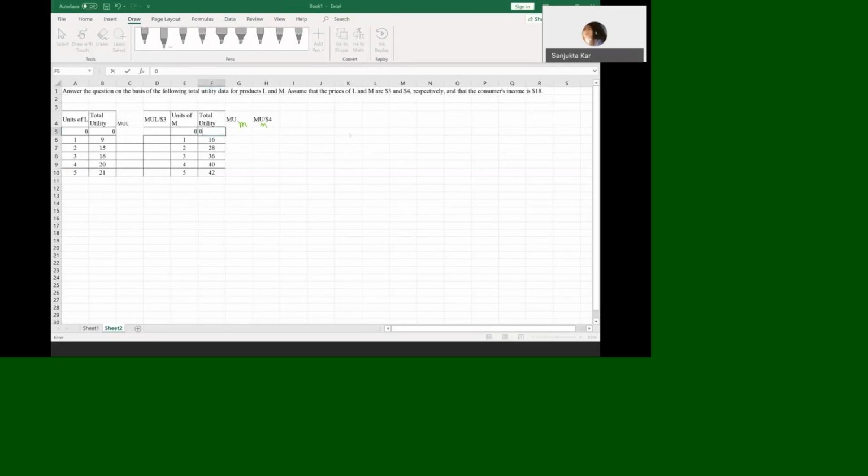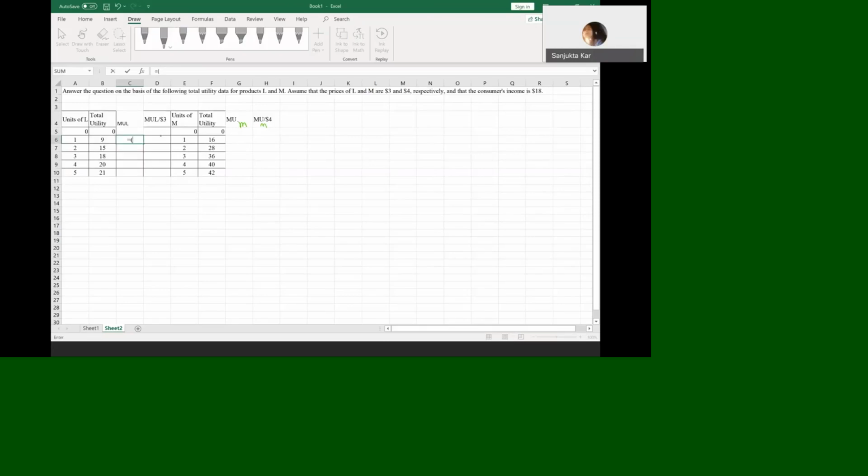All right, so coming back to our question here, right now I'm sharing this Excel file. I have this question here. It says the consumer's income is $18 and the price of L is $3 and M is $4. Notice here we have to do an extra step, which is to find out the marginal utility numbers, because unlike the other question, the marginal utility numbers here is missing.